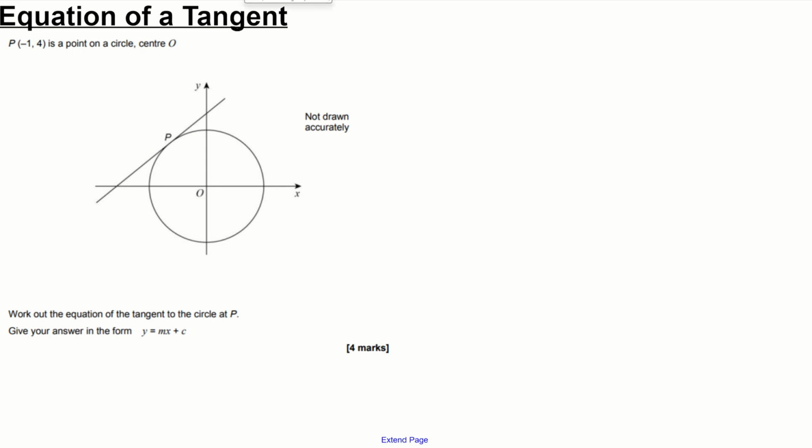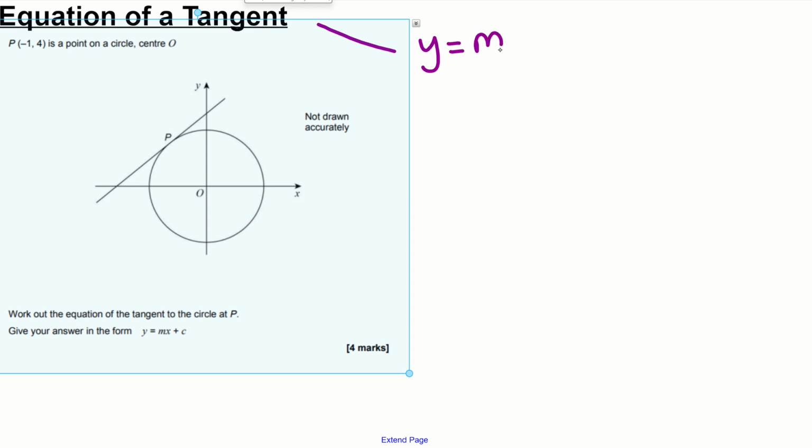That is going to be like y equals mx plus c. That's the equation of a line. A tangent obviously is a line, and therefore you need to give it as y equals mx plus c. So looking at y equals mx plus c, you obviously need a gradient.